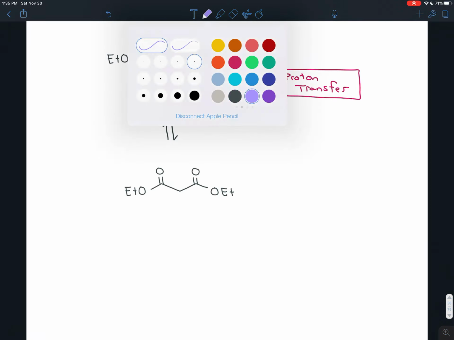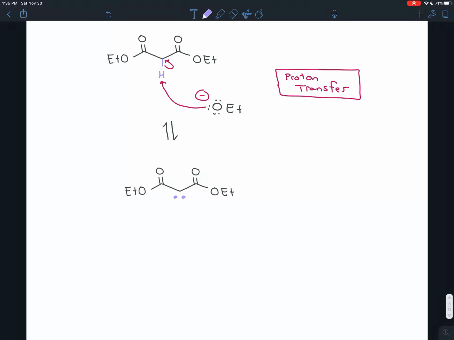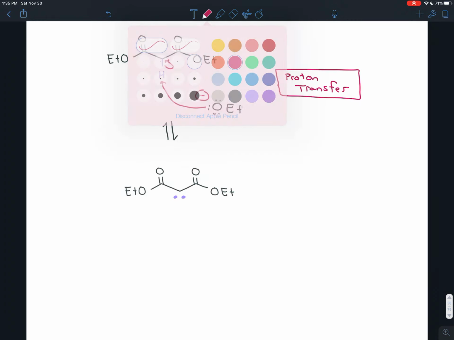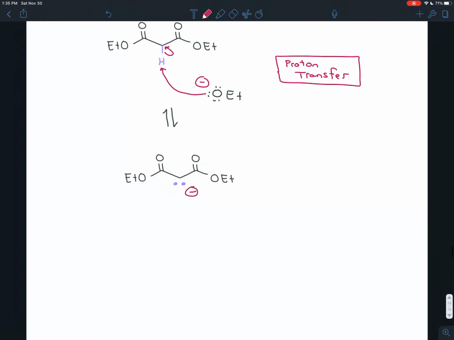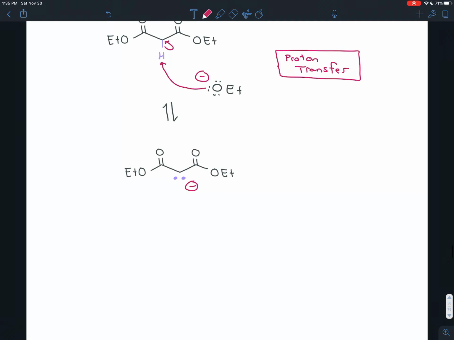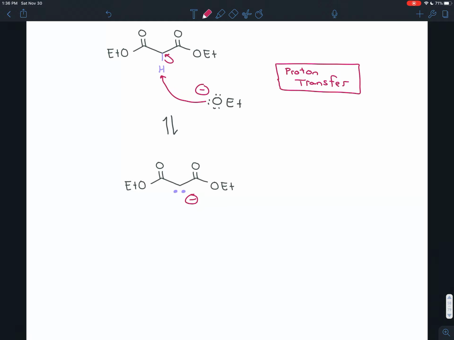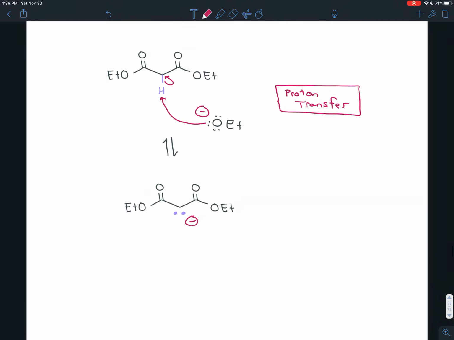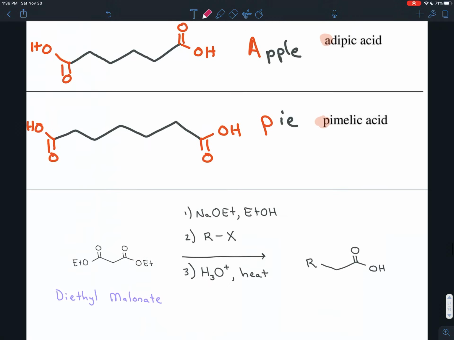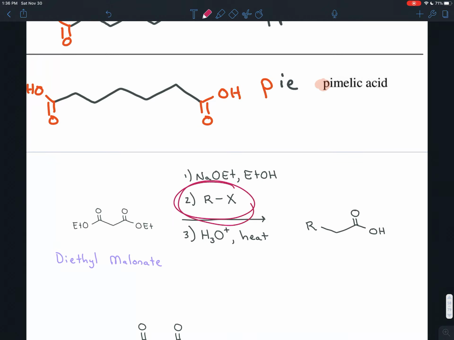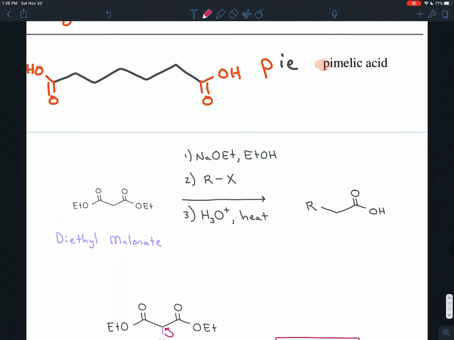So now we have this lone pair on that alpha carbon, and that can act as a nucleophile. Sort of like we saw when we were alkylating the alpha position, we can alkylate this alpha position. We can treat this carbon nucleophile with an alkyl halide, just like we saw in the previous couple of videos. And so that's what this second step is all about.